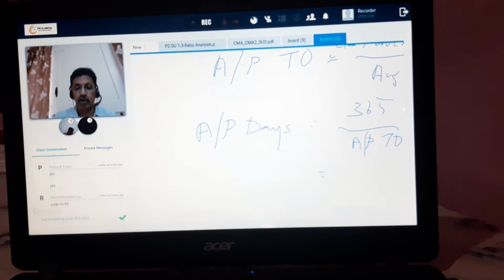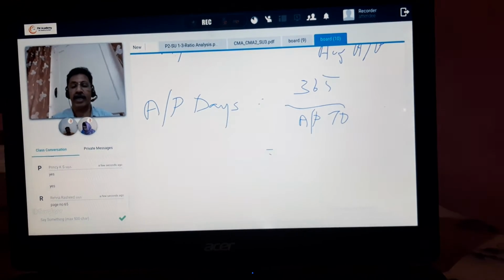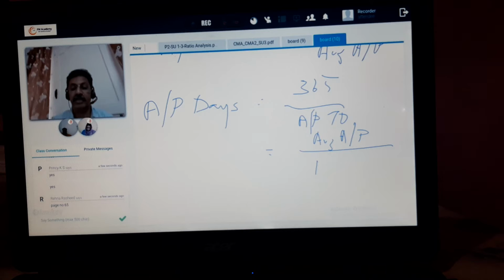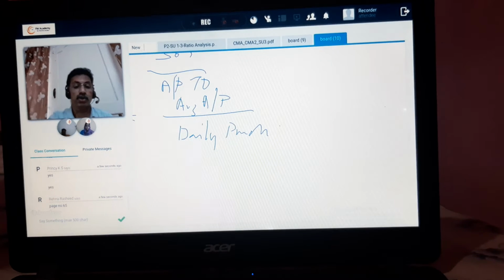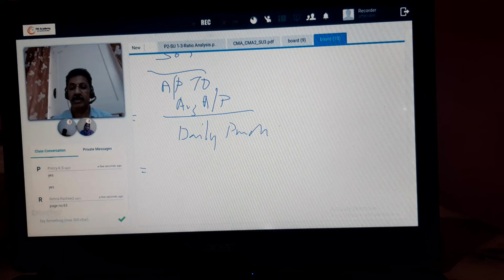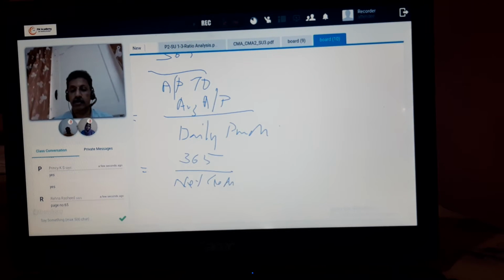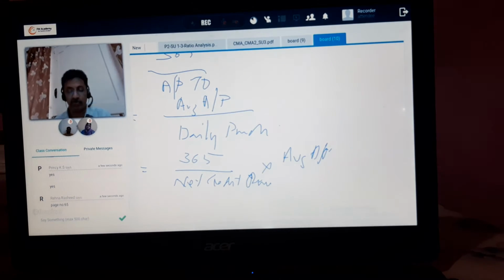Another form for that is the average accounts payable divided by daily purchase. What is daily purchase? Net credit purchases divided by 365 is daily purchase. How many days you take on an average to pay off your AP? That is it. And then the other form I have given: 365 days for the net credit purchase. So how many days for the average AP? So these three forms you can have. The formulas are there for you.